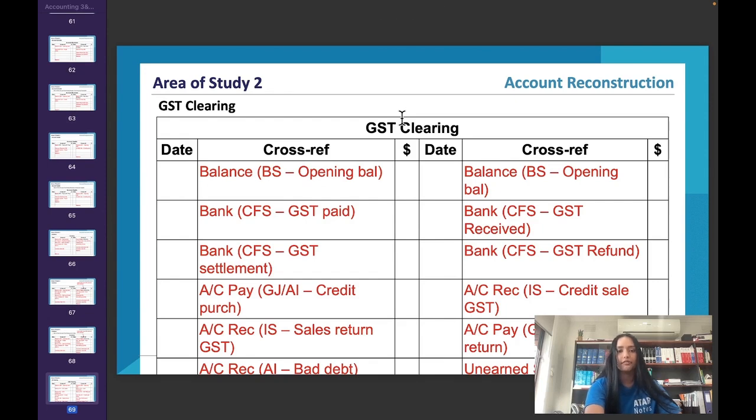GST clearing reconstruction is a little bit tricky. So really make sure that you know the expected transactions, because with GST clearing, sometimes the cross references are a bit confusing because bank could be GST received, it could be a GST refund. Bank on the debit side could be GST paid, or it could be GST settlement. Stuff like that. If the cross reference is accounts receivable, it could be a sales return, but it could also be bad debts, stuff like that. So just really knowing the transactions.